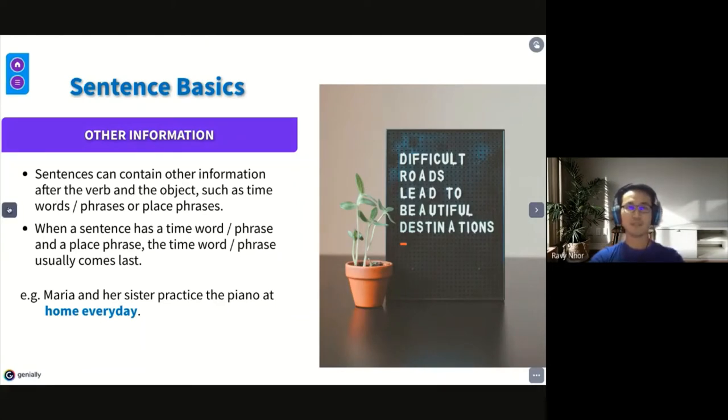Subject, verb, object, and other information. Okay? So, yeah, that's okay for you. You don't have any question. I'm going to move to the types of sentences in English.